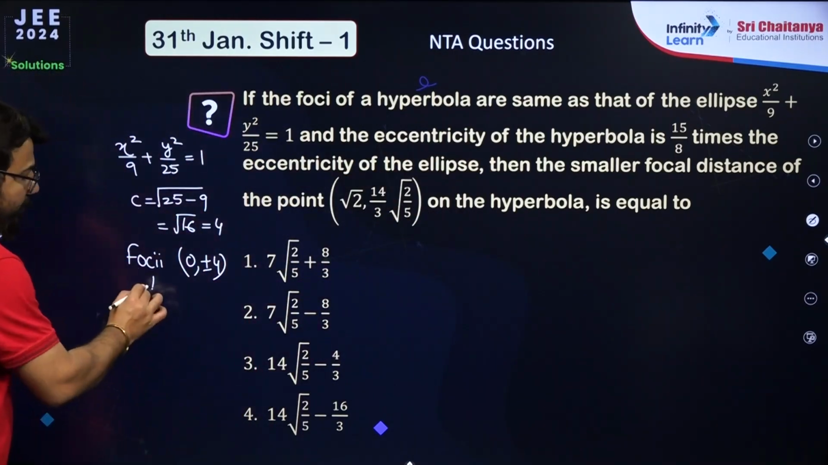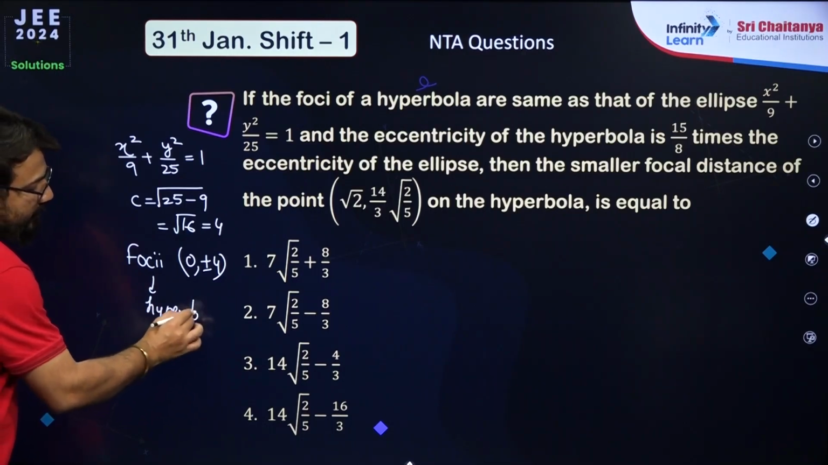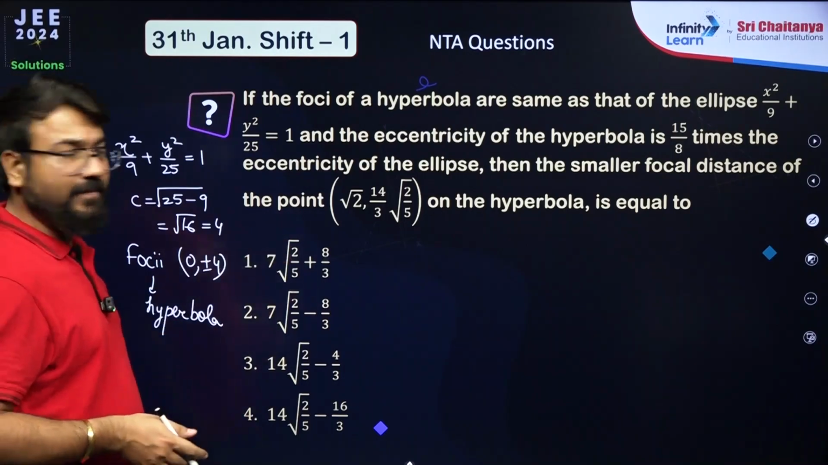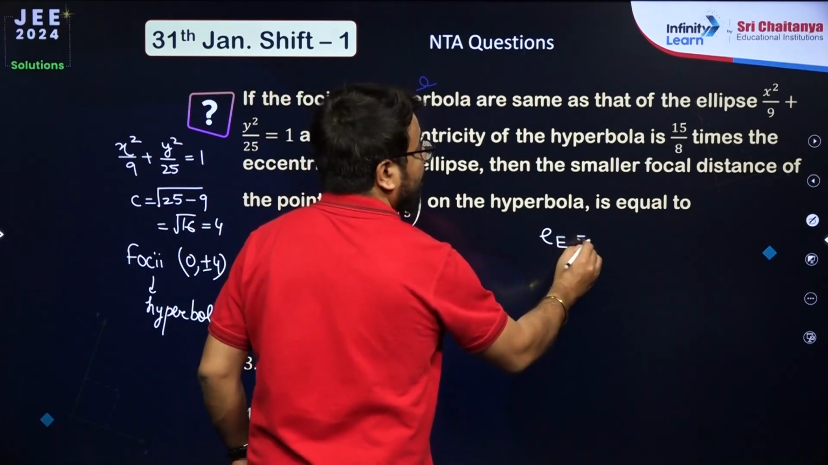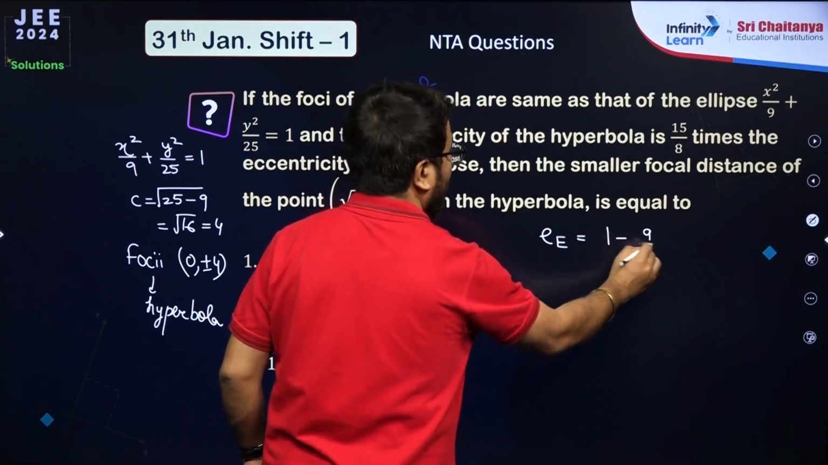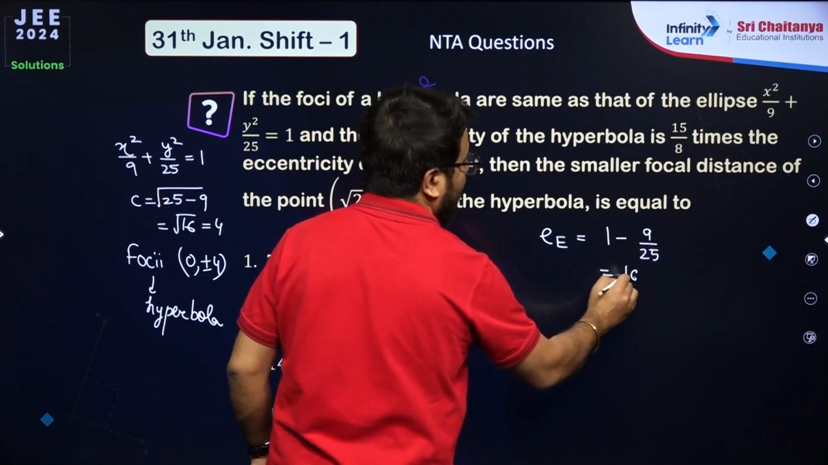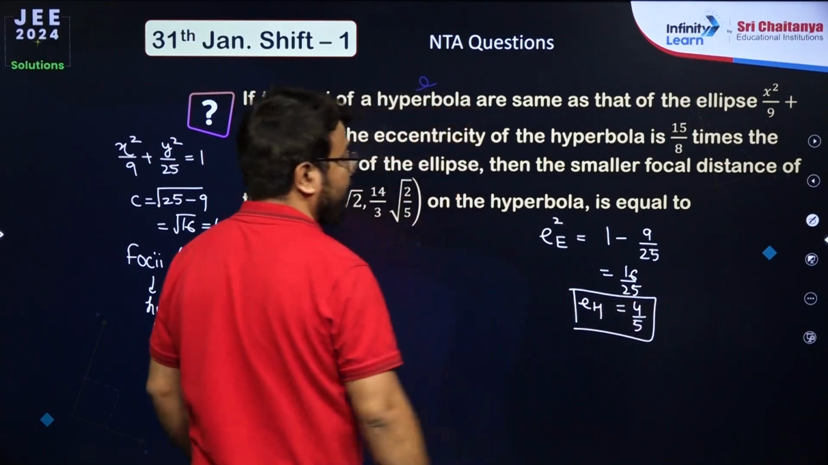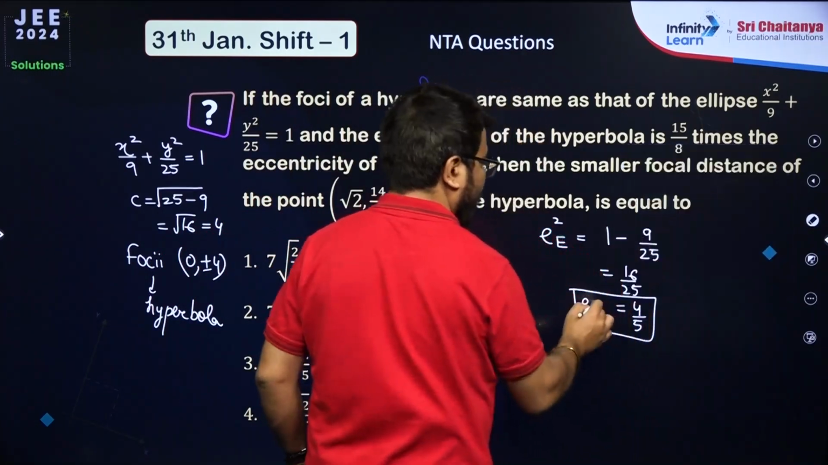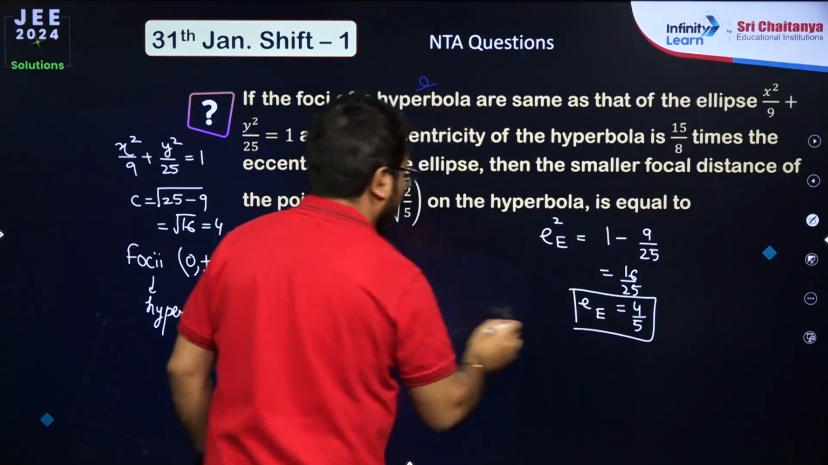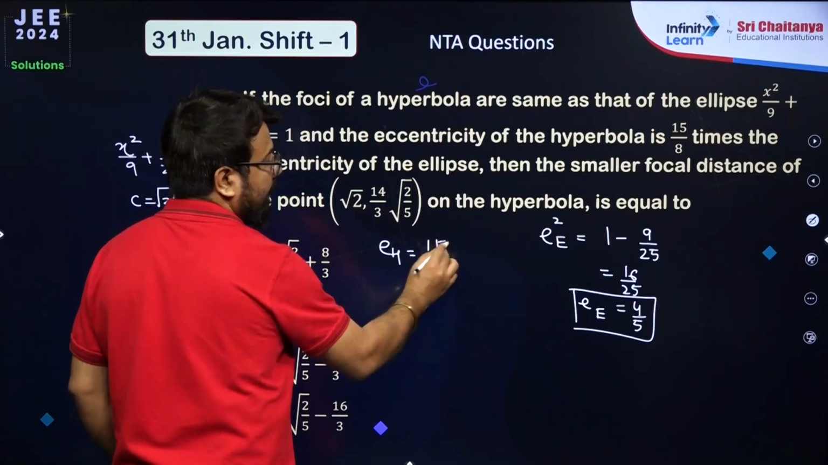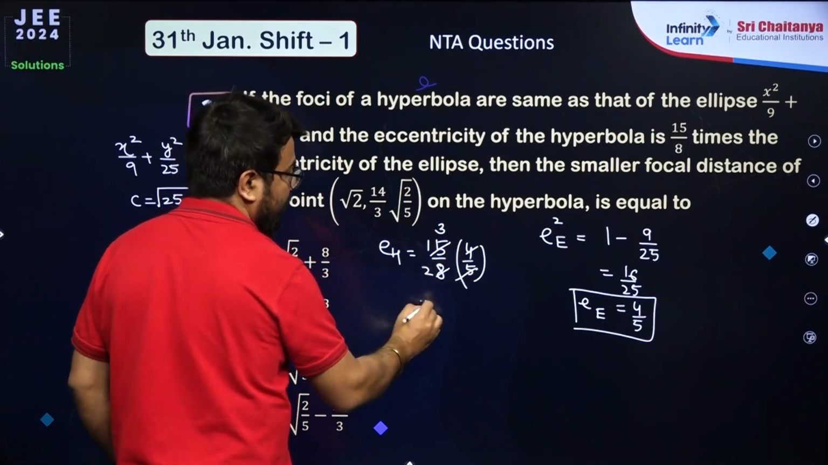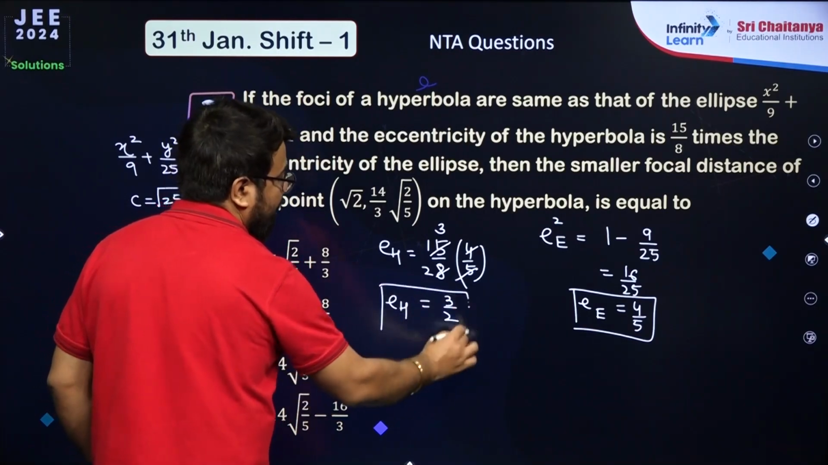And the eccentricity of the hyperbola. Okay. So the focus of the hyperbola is also this. The focus of the hyperbola is also this. And the eccentricity of the hyperbola is 15 upon 8 times the eccentricity of the ellipse. Let us find the eccentricity of the ellipse. So it will be the square root of 1 minus b square over a square. So 16 over 25, and that gives us a result 4 by 5. Okay. This is the eccentricity of the ellipse. Sorry, not of the hyperbola, it should be ellipse. If it is being given that the eccentricity of the hyperbola is 15 by 8 times the eccentricity of the ellipse, then here we can cancel this and we can also cancel this. So we will be able to get the eccentricity of the hyperbola as 3 by 2.